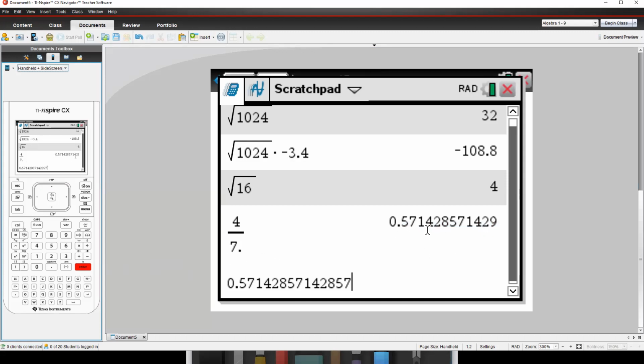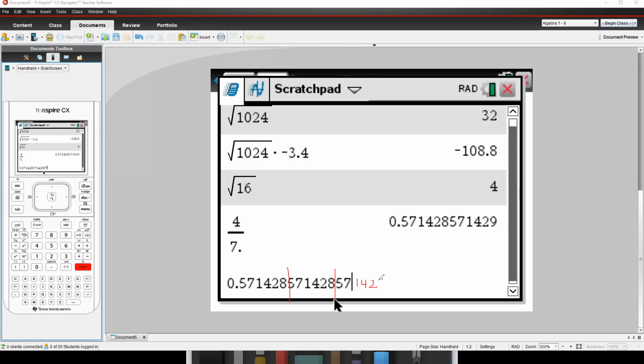So if you look at this number, you can see that it goes on forever. The question is, does it have a repeating pattern? And the answer is, it absolutely has a repeating pattern. So if you look at this, it goes 5, 7, 1, 4, 2, 8. And then it starts over again, 5, 7, 1, 4, 2, 8, and again.